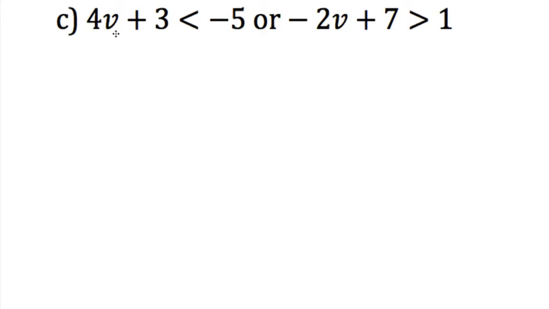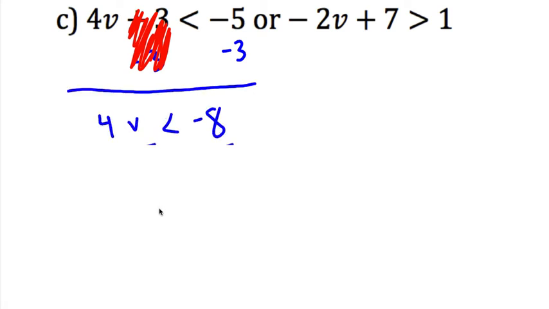Okay, so 4v plus 3 is less than negative 5. First thing we need to do is get rid of the 3, and we're going to do that by subtracting 3 from both sides. So subtract 3 on both sides. 3 minus 3 gives us 0, so these are gone. So my left-hand side is just 4v, and then my right-hand side is negative 8. So I have 4v is less than negative 8.